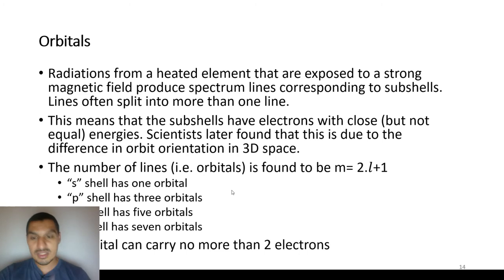And this means that each orbital is filled with 2. It's exactly the double. So s is filled with 2 electrons because it has 1 orbital. Each orbital of the 3 is filled with 2. Each orbital of the 5 is filled with 2, and so on.